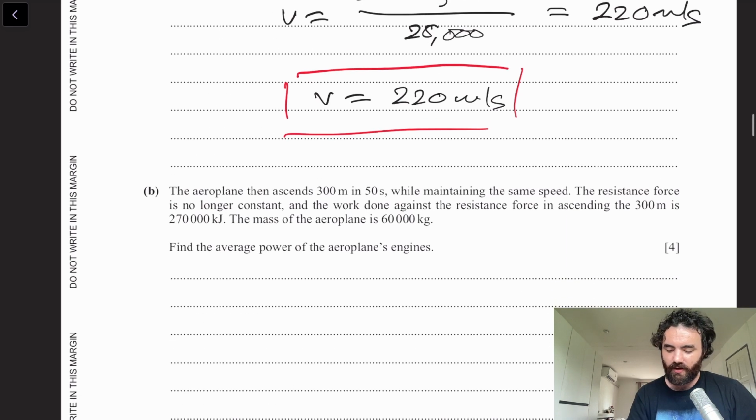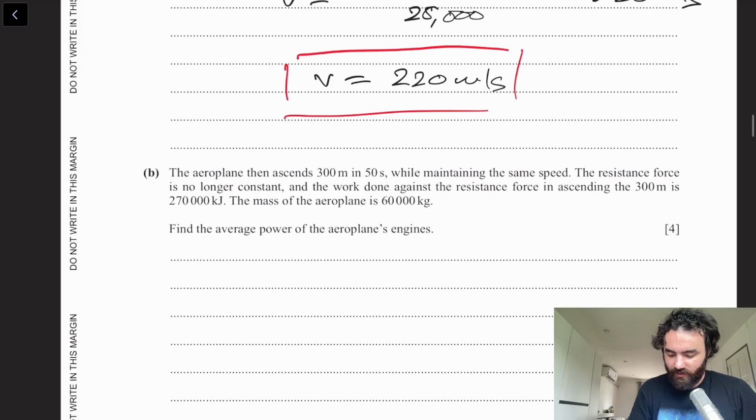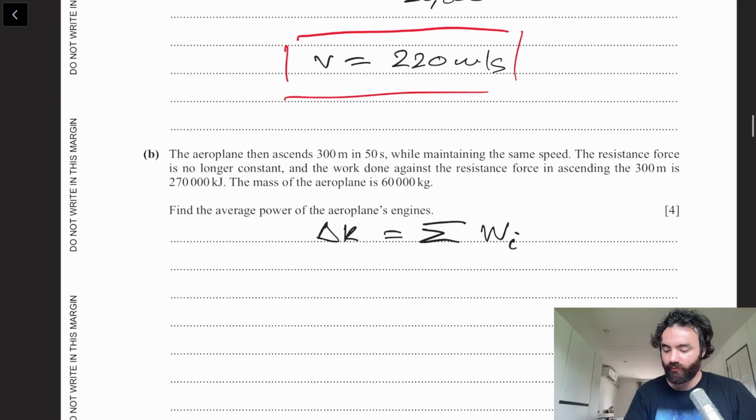And to calculate these kind of more complicated situations, you substitute into this equation: the change in kinetic energy equals the sum of the work done. So all the sum of the work done as it's going through this motion. And so the airplane ascends 300 meters. So remember, work done is force times displacement.